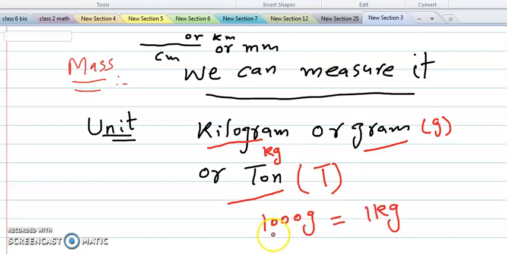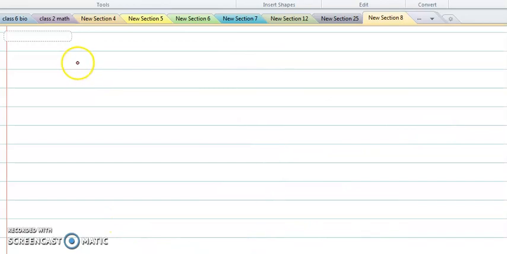If we have 1000 gram, it will make 1 kilogram. It means a gram is one thousandth part of a kilogram. To make 1 full kilogram, we need 1000 gram. If I write 1 kg, I will read it as 1 kilogram. 2 kg, it means I will read it as 2 kilogram.